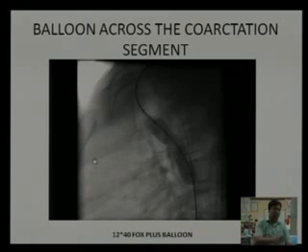So this is the image that shows the balloon we crossed across the coarctation segment, and you can easily see the indentation of the balloon. This is the place where the coarctation segment is, and this is the place where the calcium is.